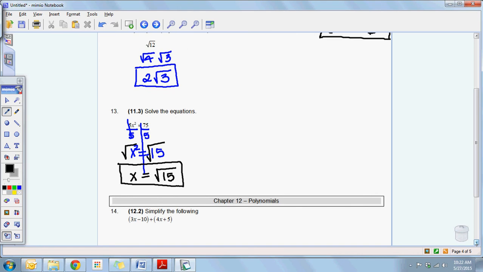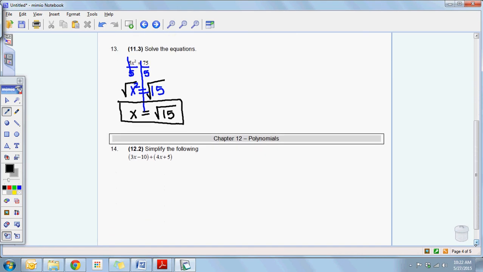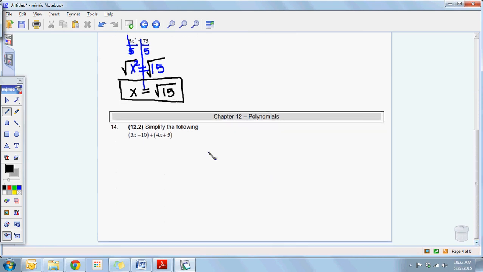All right. Next chapter is all about polynomials, and the first thing you're going to be asked to do is to add two polynomials together. When we're just adding them or even subtracting them, we're going to find our like terms. So I see a 3x plus a 4x. Those are like terms. And then I see a negative 10, keep the sign in front, plus a positive 5. So those are the two things I'm going to combine.